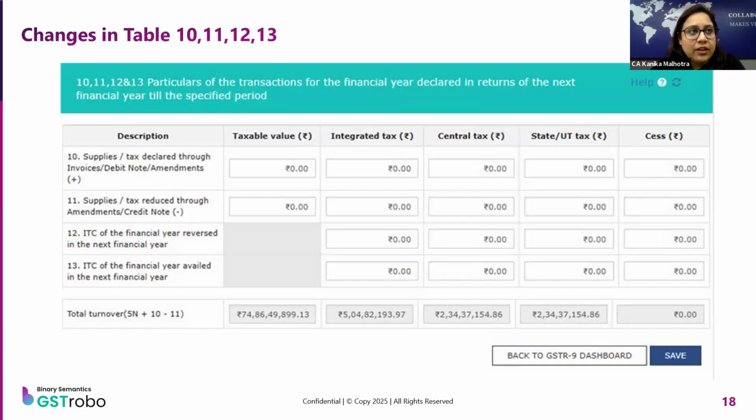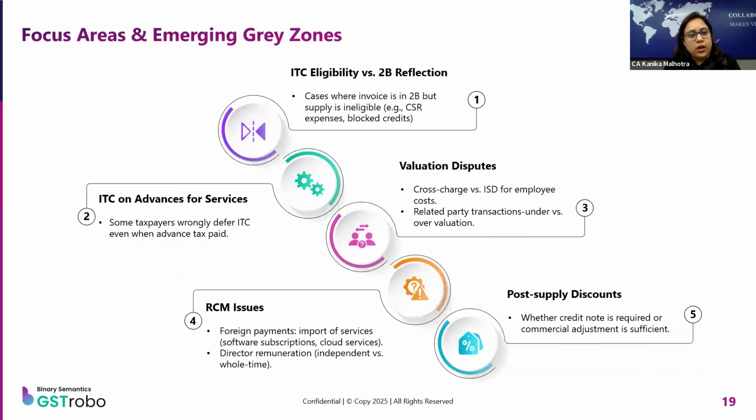Tables 12 and 13 have only a little language change, just to give better understanding and clarification. Any ITC that was reversed in the previous financial year, like 24-25, and that you are reversing in 25-26, will be declared here. And any ITC like table 8C, any ITC that you are availing in the next financial year, will be reflected in table 13. So basically this is the whole scenario that needs to be updated in tables 10, 11, 12 and 13, talking about all these changes. I think this would clear all your doubts.